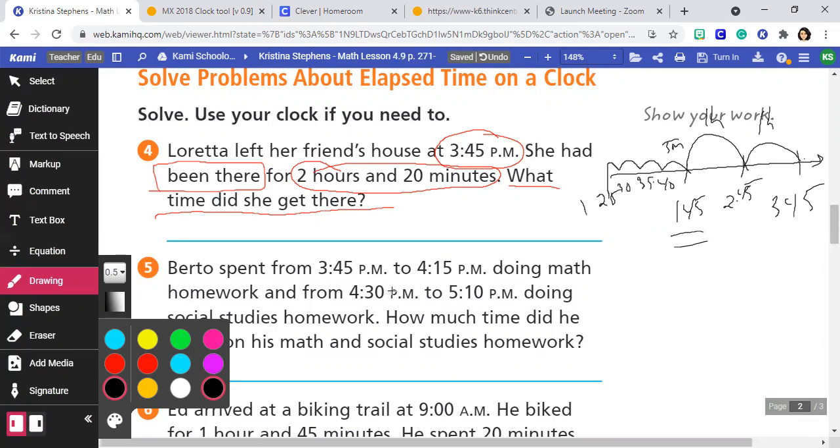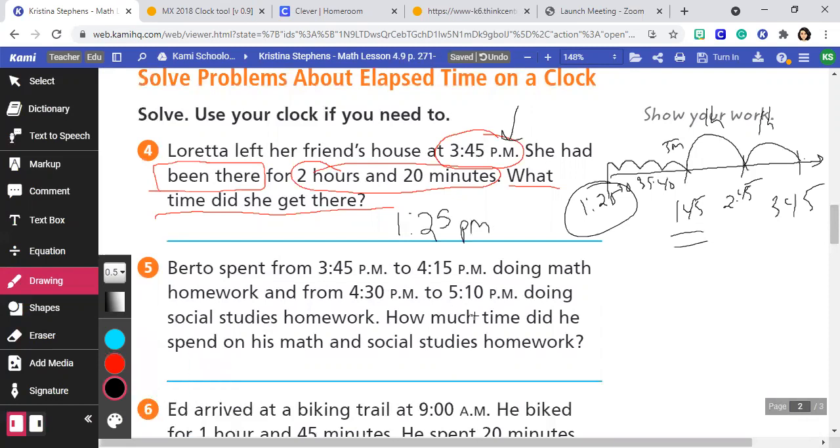Okay, so our hour that she got there is 1:25. Let me double check. There's PM right there. So what time did she get there? She got there at 1:25 p.m.